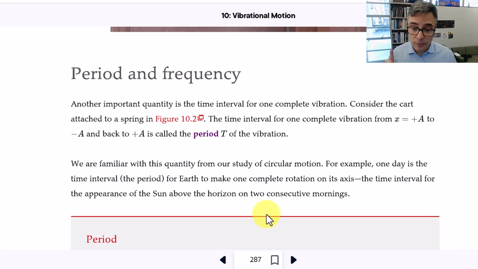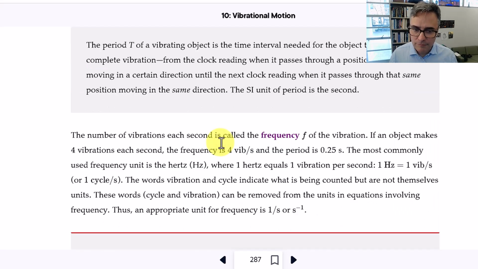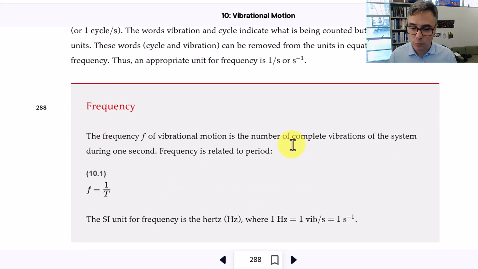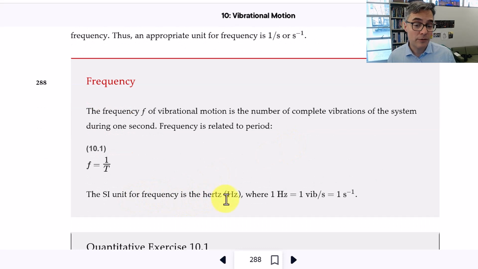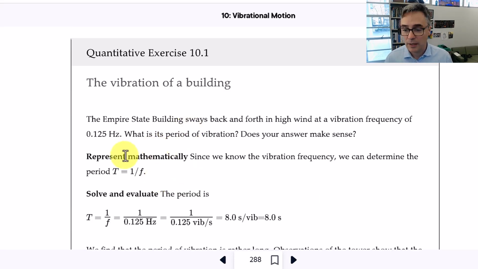There's period and frequency. The time interval for one complete vibration is called the period, capital T, not to be confused with tension. And then the frequency, f, is just 1 over the period. The units of frequency are seconds to the minus 1. The SI unit for frequency is also called the hertz, where a second to the minus 1 is a hertz. And this example, exercise 10.1, is just if you know the vibration period, you can find the frequency. So that's it for section 10.1.